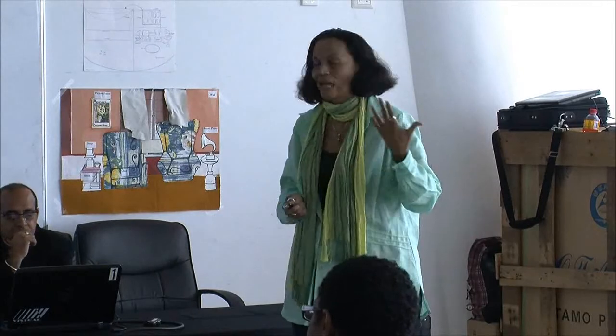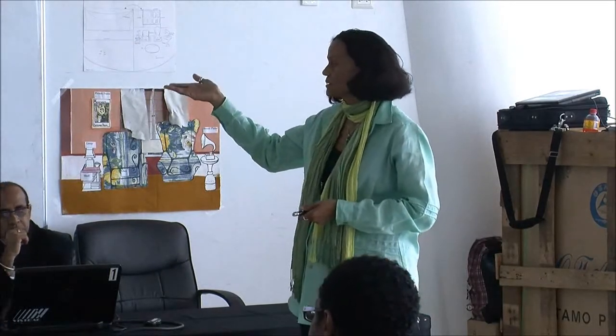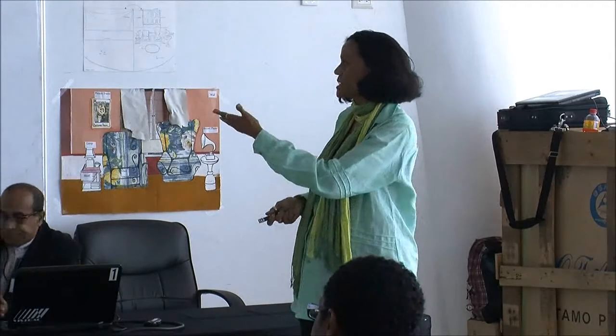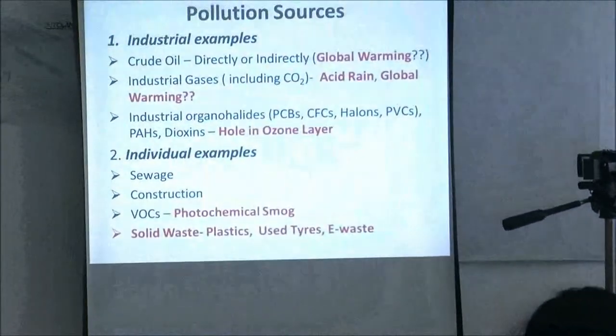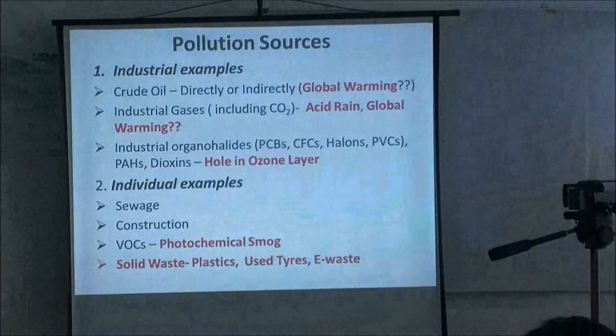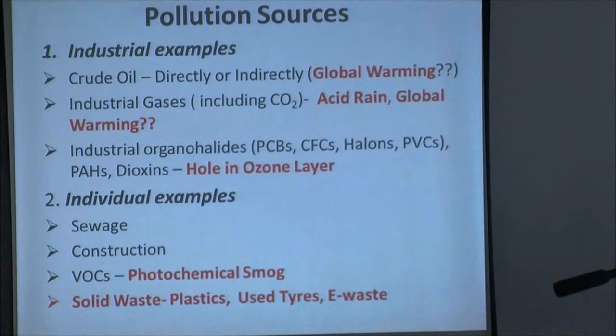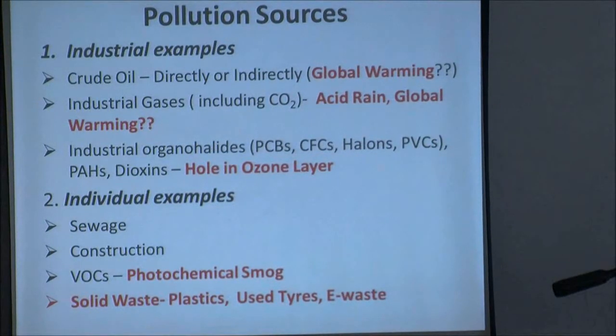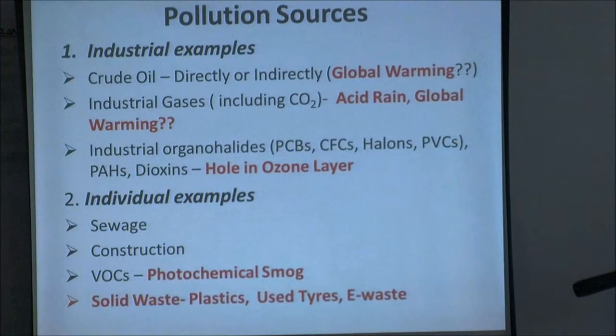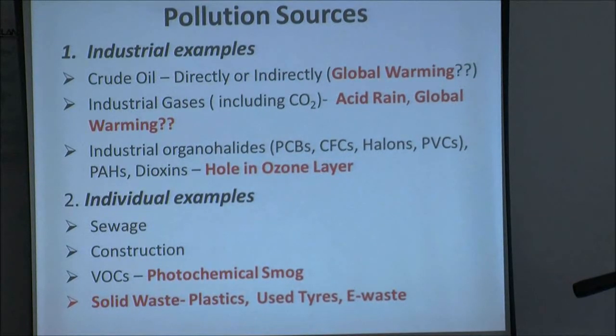Then you have industrial organohalides like PCBs, chlorofluorocarbons. PCBs are polychlorobiphenyls. It doesn't matter what they are. What these things are is they all have a halogen in them. And these, as it will turn out, are able to float up to the stratosphere. When they get there, they form free radicals because of the excess energy present in the stratosphere. Then they're able to interfere in the mechanism for ozone formation and decomposition. But that is all, again, industrial examples.